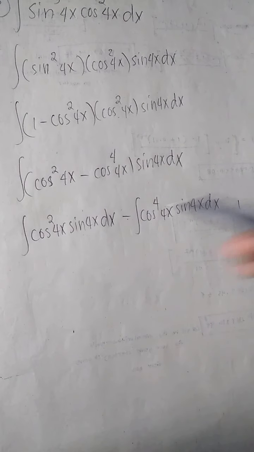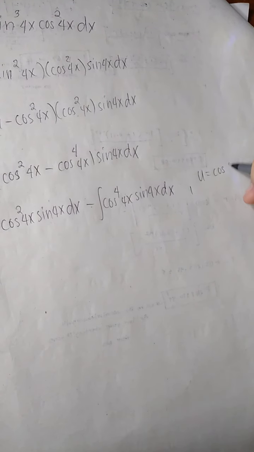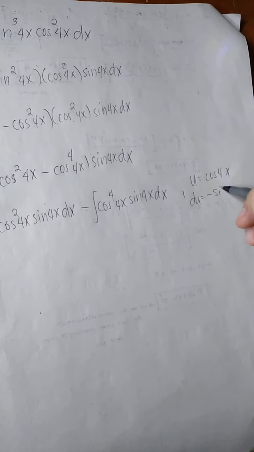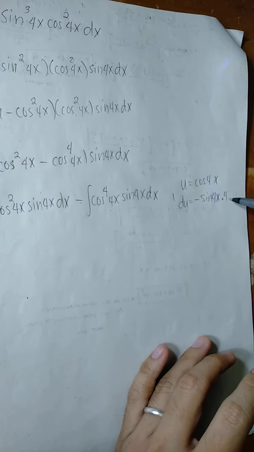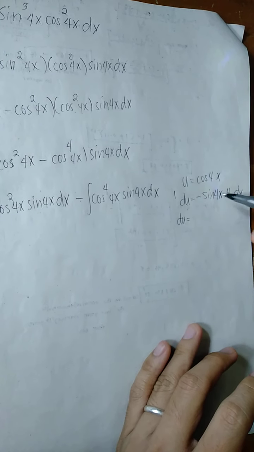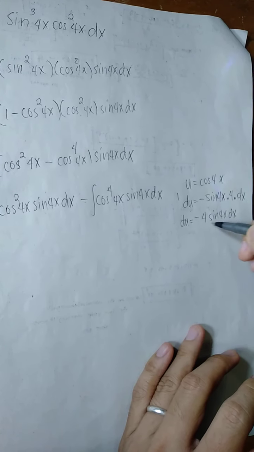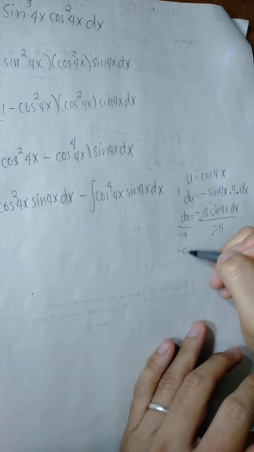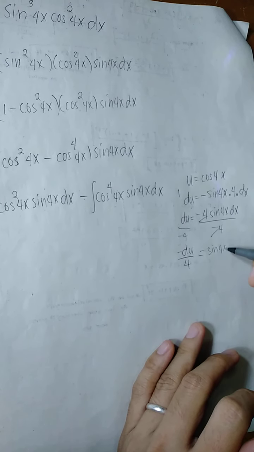So, what is our u? We can let cosine 4x as u. So, u is equals to cosine 4x. Then du is the derivative of cosine, negative sine 4x, then by the chain rule, times 4, times dx. So du is equals to negative 4 sine 4x dx. If we divide both sides by negative 4, negative du over 4 is equals to sine 4x dx.